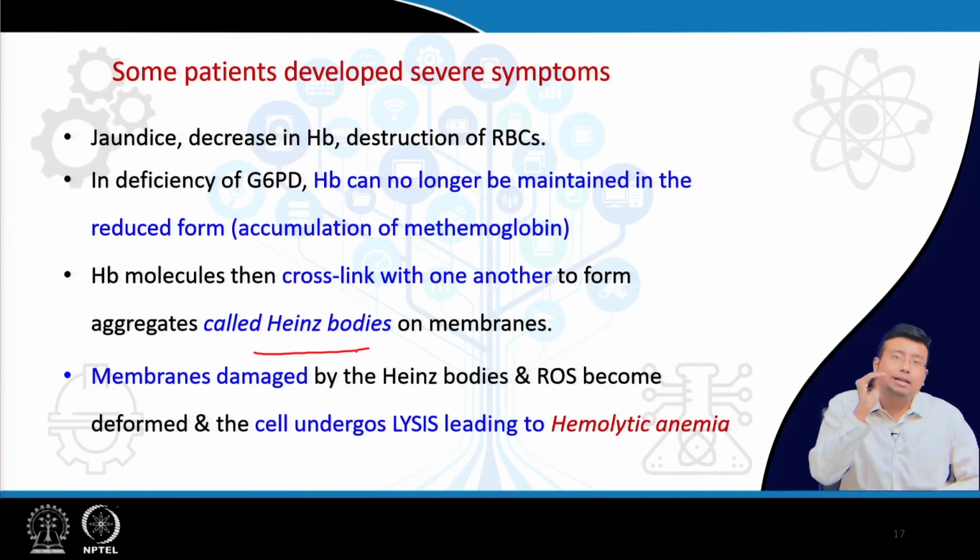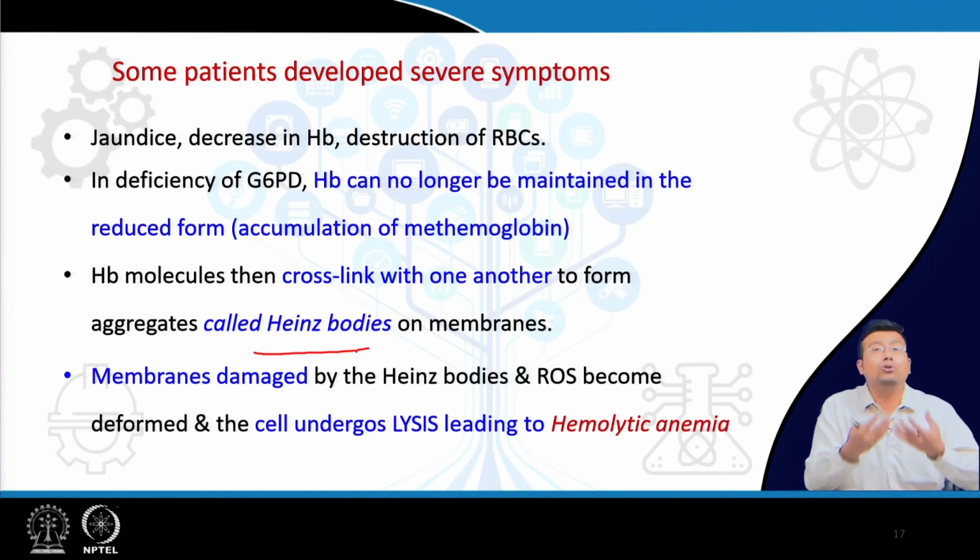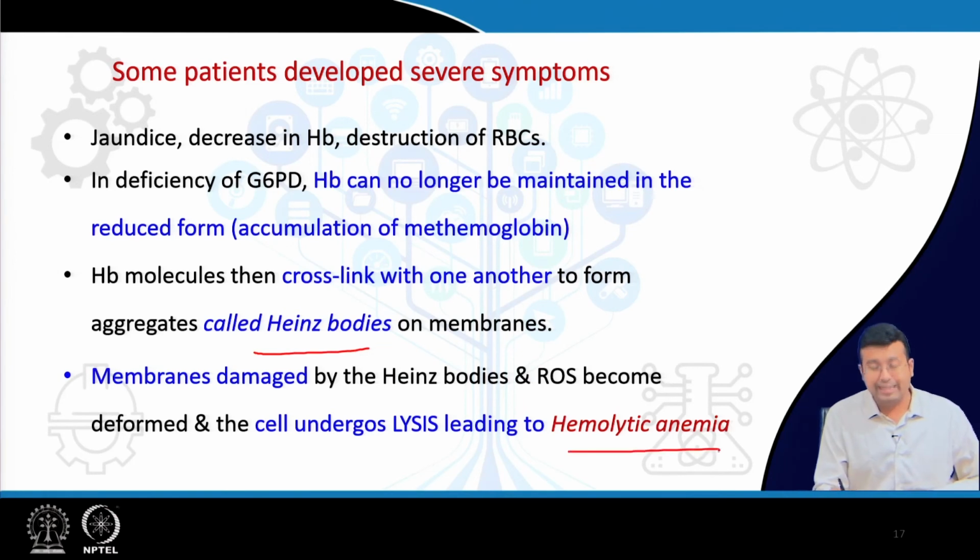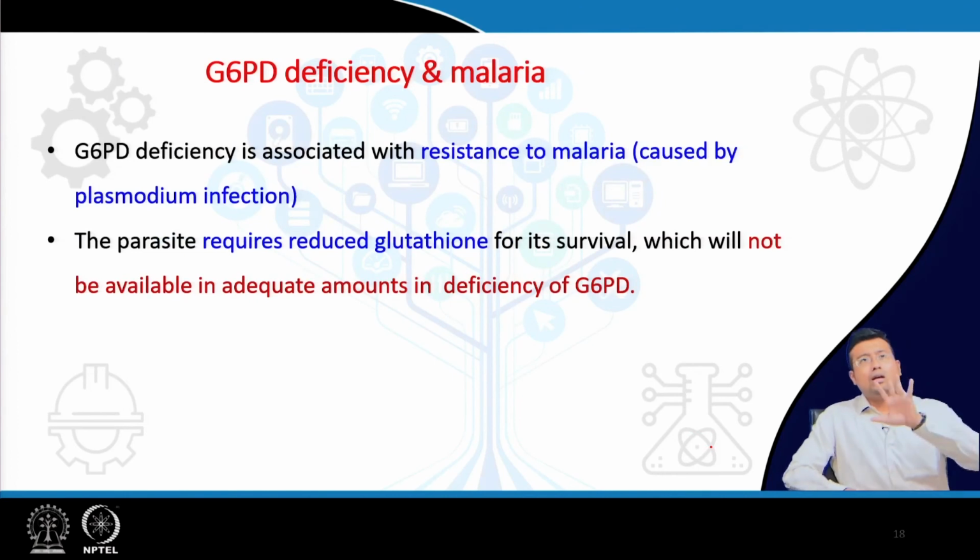So, the RBC membrane is damaged by Heinz bodies and reactive oxygen species due to deficiency of NADPH, which is due to the deficiency of glucose-6-phosphate dehydrogenase, and this leads to hemolytic anemia. All the RBCs will be gone, hemoglobin concentration will fall, anemia will happen, and it is a condition known as hemolytic anemia.